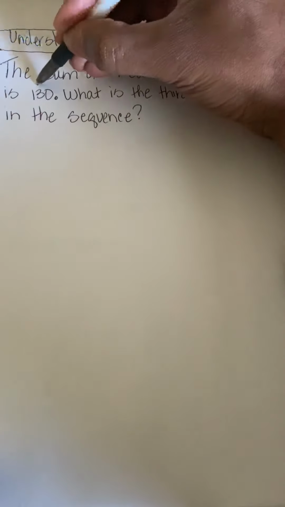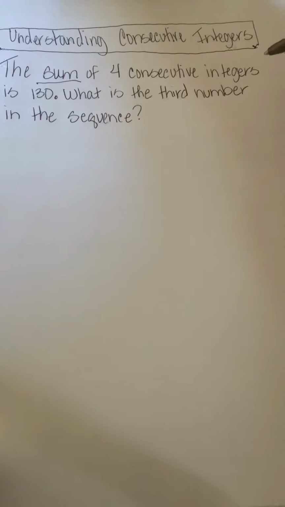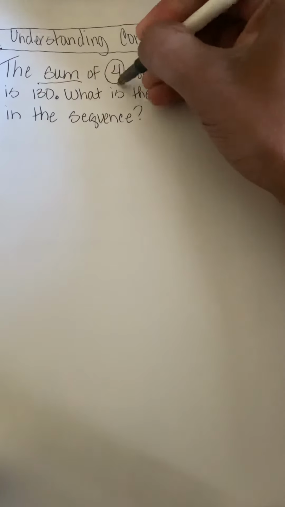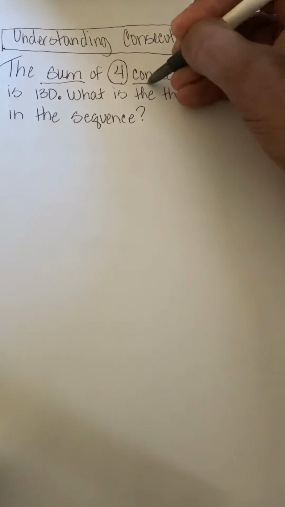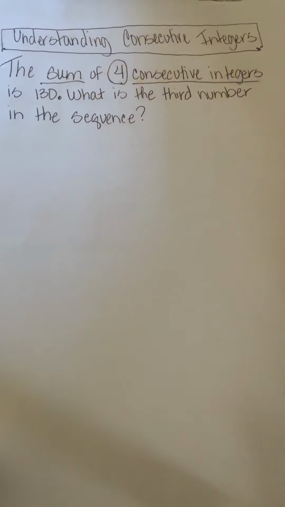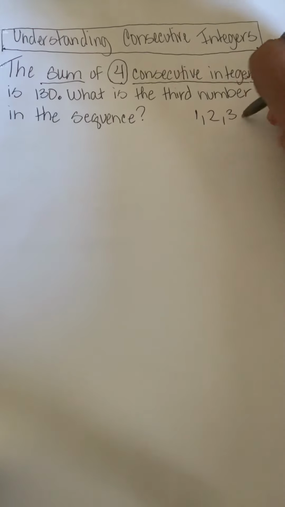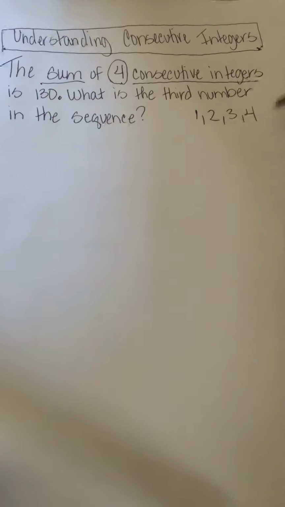They started off with the sum. Sum is an indicator of the operation addition, and then they told me that it was four consecutive integers. The key word in here is consecutive, so that means they have to come in sequential order. An example of consecutive would be 1, 2, 3, and 4. That's an example of four consecutive integers.